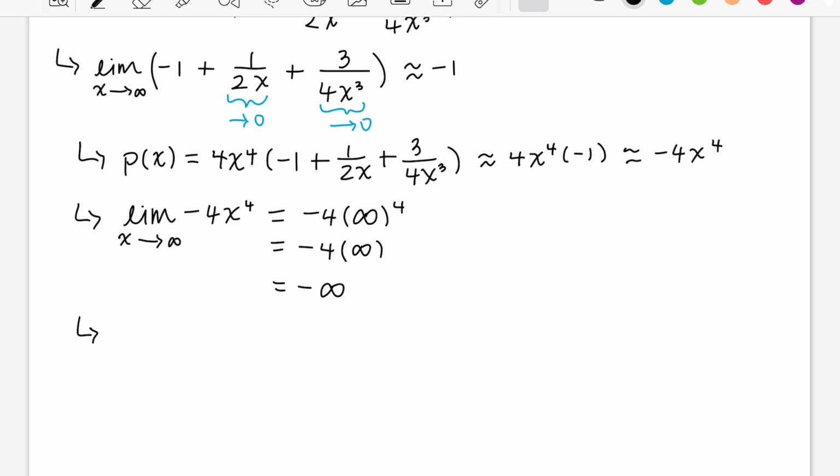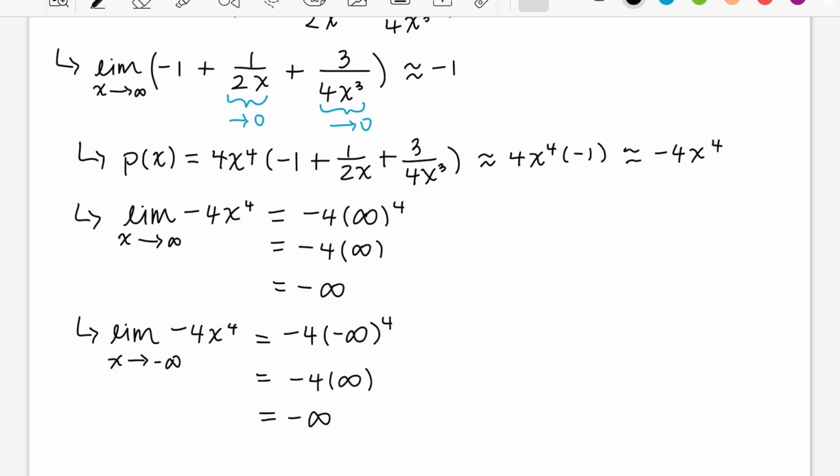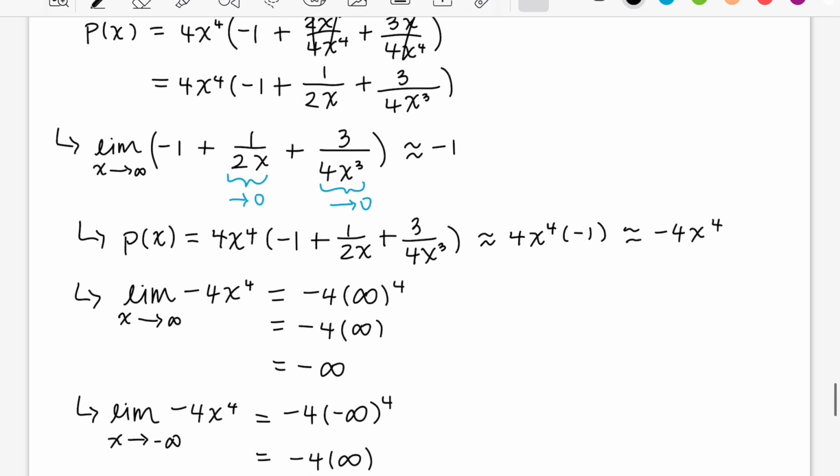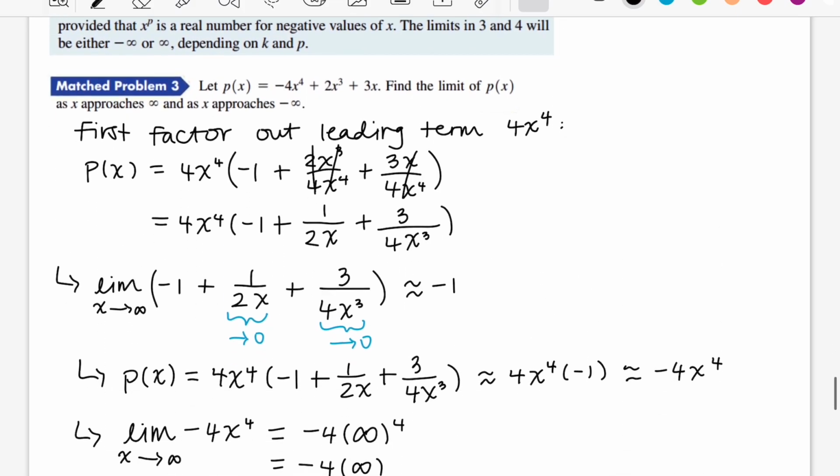And if we were to do the same thing as x gets closer and closer to negative infinity, we have negative 4 and then negative infinity to the power 4. And so again, this is just going to be negative infinity. All right, so this tells us that we do have a two-sided limit. As we approach negative and positive infinity for our function p of x, we get closer and closer to negative infinity.